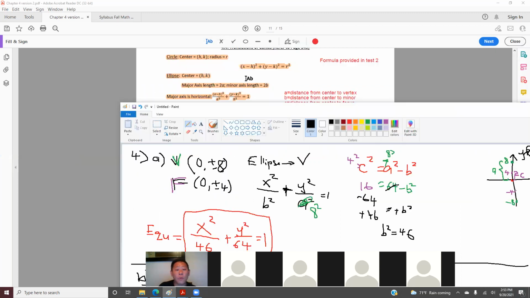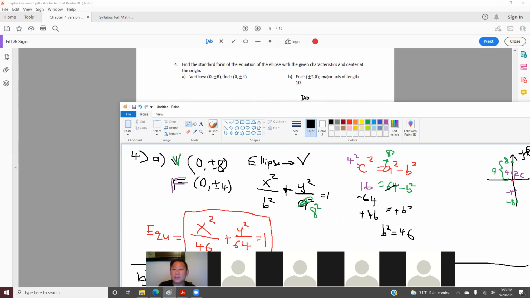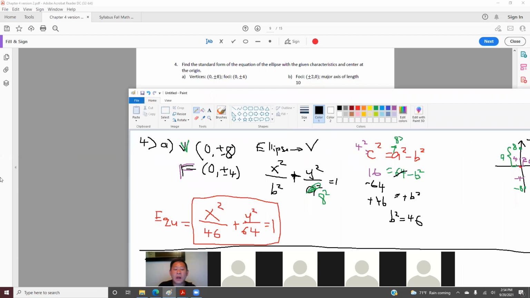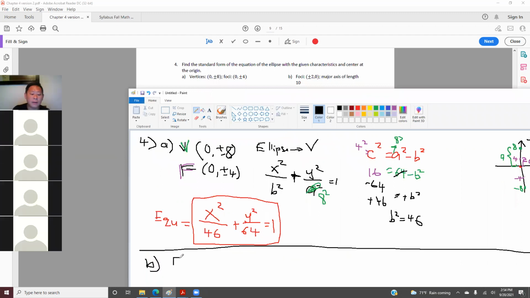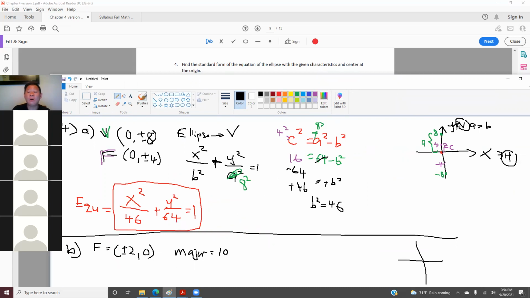All right, while I'm getting some water here, I want you guys to look at 4B. I want you to figure out that the foci are plus minus 2, 0, and your major axis is 10. Figure out where this is opening: is that on the X or on the Y? Horizontal or vertical? I'll be back.